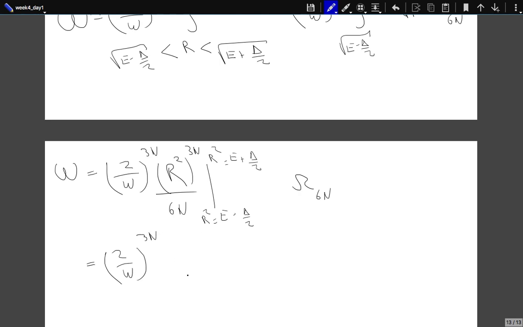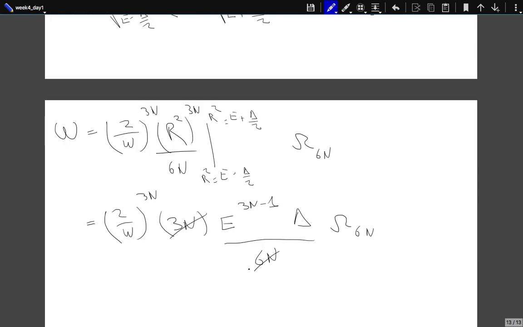Well, I can just make an approximation over here. 3N times E to the power 3N minus 1 multiplied by delta over 6N times omega 6N. I just made a Taylor expansion in r squared around r squared equal to E. Well, okay, so let's see, this cancels this. I have a factor 2 over here. So this is 2 over omega to the power 3N, E to the power 3N, delta over E, and the 6N dimensional solid angle.